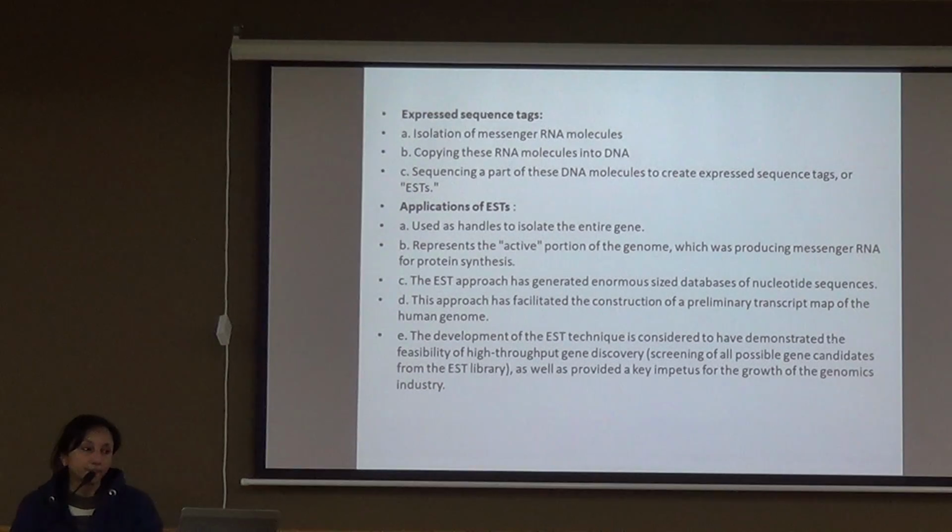J. Craig Venter, a researcher at the National Institutes of Health, devised a new way to find the genes. And what was the new way? He found out about expressed sequence tags. What are expressed sequence tags? As the name suggests, these are the sequences present in the genome which are expressed. Now portions of these expressed sequences are taken as tags. They are used as tags to locate other genes.